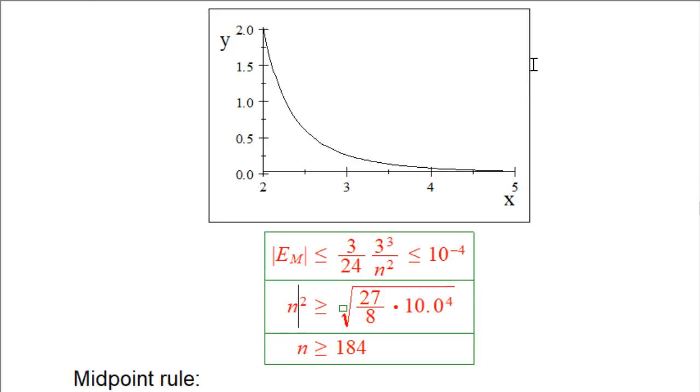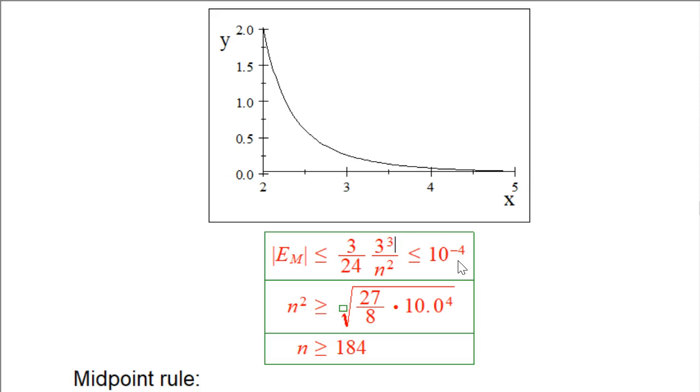Okay, so the main thing is that we now have k. We're going to use k equals 3, because I want to pretend that we didn't actually go to this level of technology. And we put that in. The 24 is locked in on the formula. b minus a is 5 minus 2, or 3. That's cubed over n squared. And we want that to be less than or equal to 10 to the minus 4.